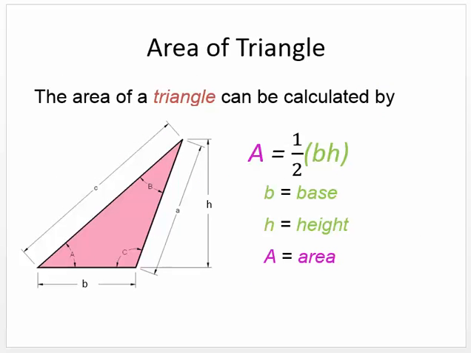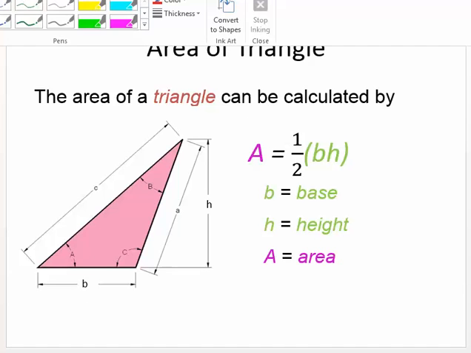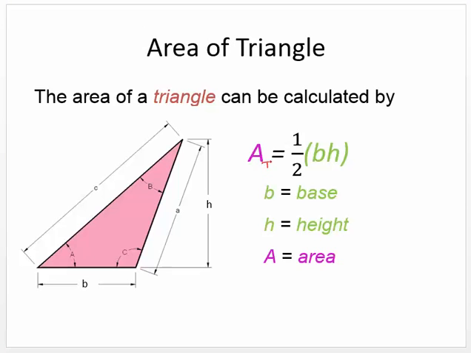Area of triangles. They give us lots of information here, but really the area of the triangle, I'm going to use a little subscript here again, is one half the base times the height. The base and the height. The height is straight up. We measure that at a 90-degree angle.